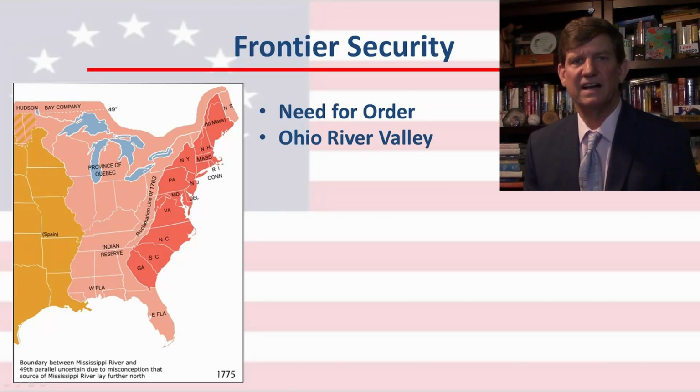The frontier provides the first example of the conflict between idealism and realism. On the frontier, there was a limited government presence. It was the place where the federal government was the weakest. It was the place where the government overall was the weakest. There are very few people living on the western side of the Appalachian Mountains.